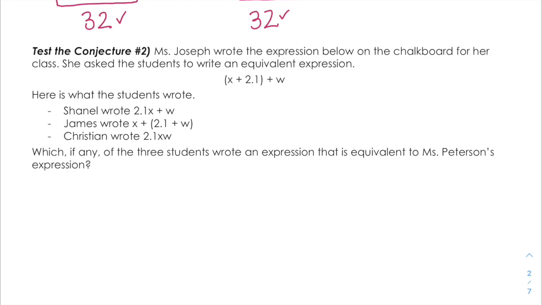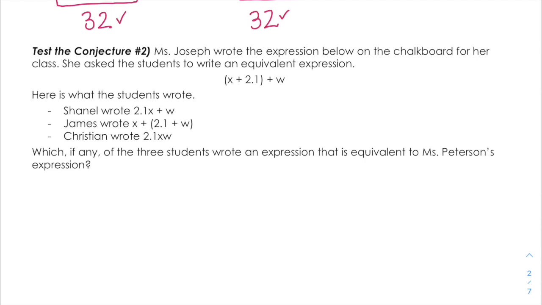Miss Joseph wrote the expression below on her chalkboard for her class. She asked the students to write an equivalent expression. So it looks like we have the x plus 2.1, so we have to add that sum first, and then we add w. Here is what the students wrote. Chanel wrote 2.1x plus w. James wrote x plus the sum of 2.1 and w. And Christian wrote 2.1 times x times w. So which, if any, of the 3 students wrote an expression that is equivalent to Miss Peterson's expression?